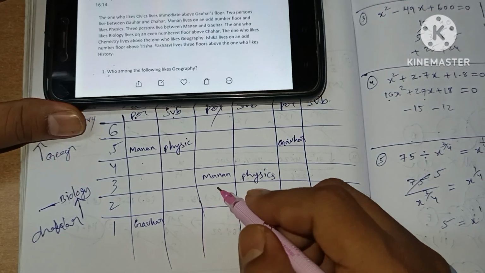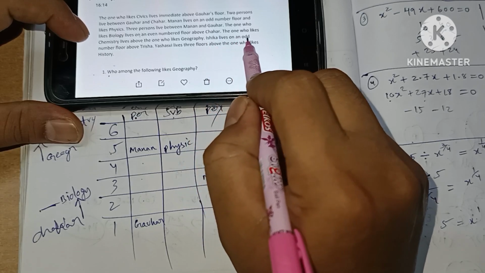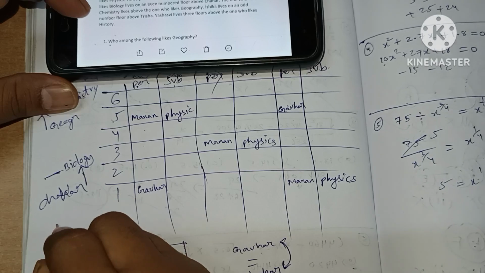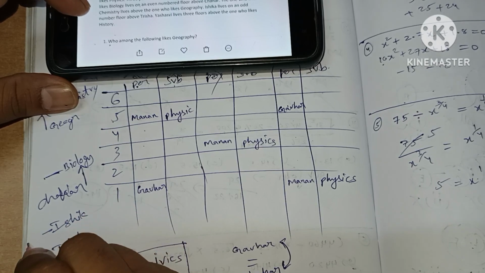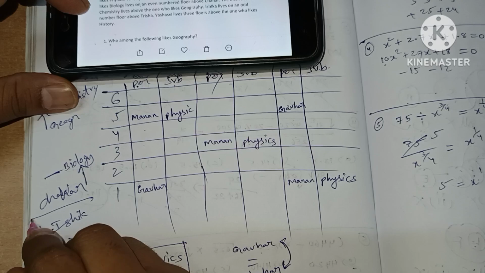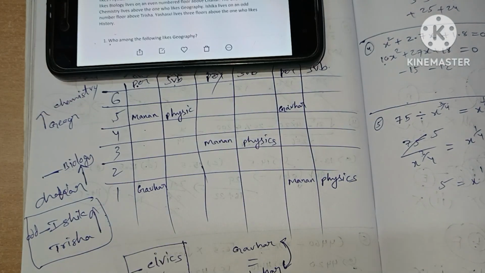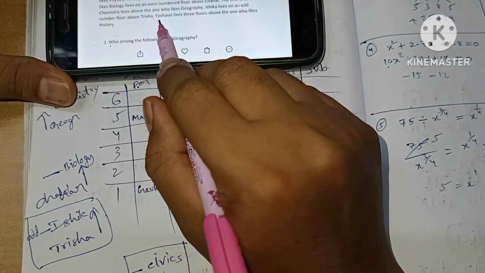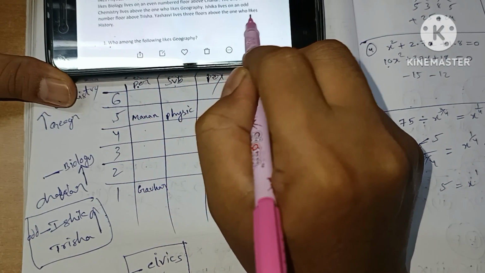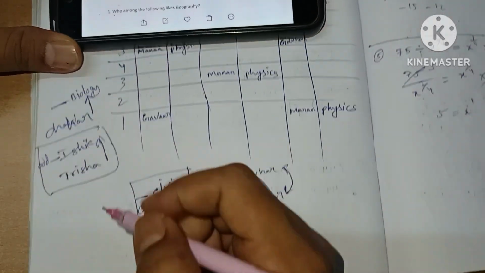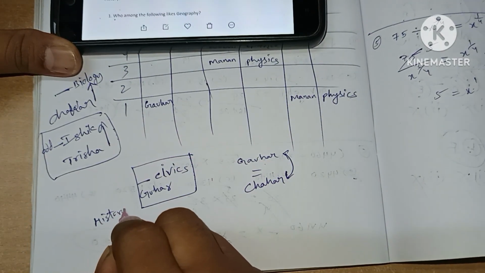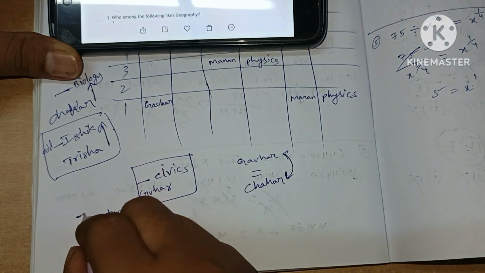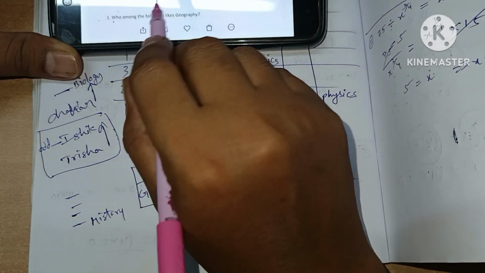Next one. Ishika lives on an odd numbered floor above Trisha. Above Trisha, Ishika. Ishika lives in an odd number floor. Now we need to find the solutions. Here the next one is Yashashvi lives 3 floors above the one who likes history. Above history, how many persons? 3 floors above means 1, 2. The third one is nothing but Yashashvi.